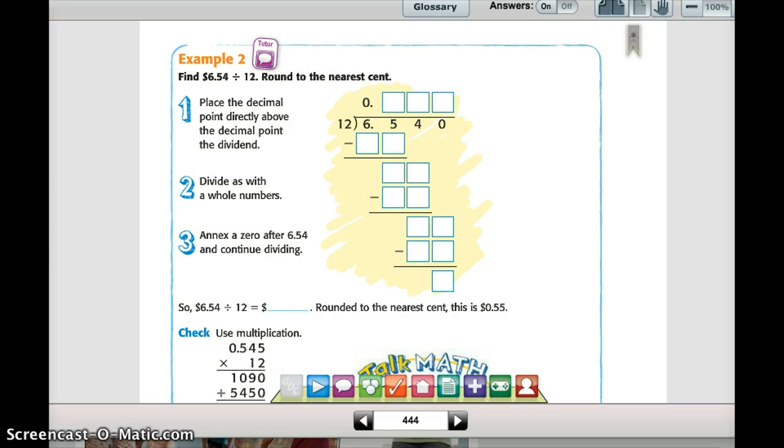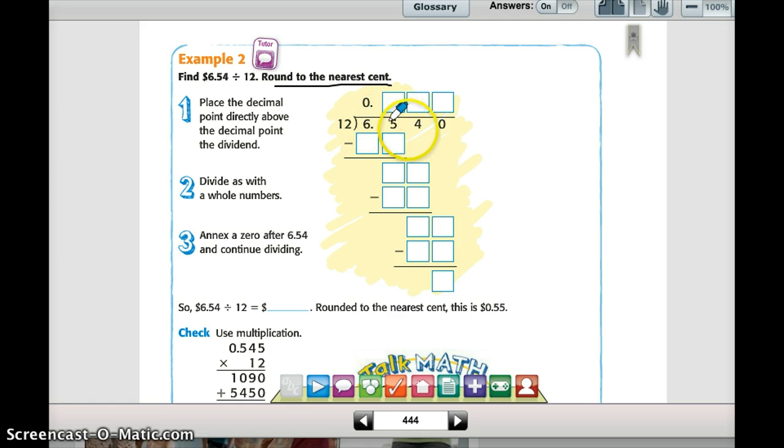Alright, let's try one out in our book. I am on page 444. So this problem is $6.54 divided by 12. And we're going to round to the nearest cent because that's the only thing that would really make sense. Okay, so we're going to set it up like we do a regular division problem, and we're just going to stick our decimal in there.